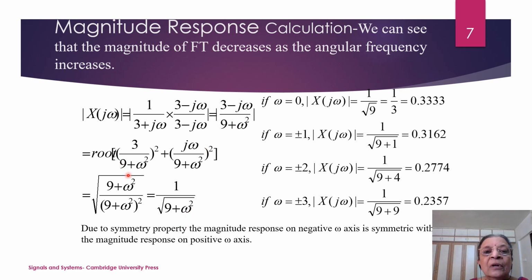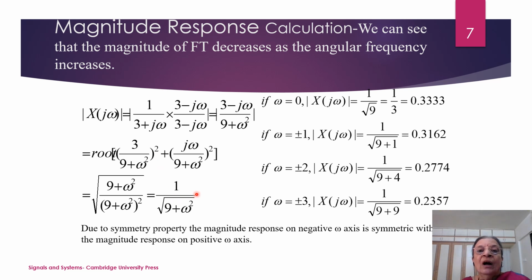If you expand this and simplify, I have taken 3 upon 9 plus omega square as the first term, and j omega upon 9 plus omega square as the second term. I take the magnitude, square it, and then take the under root. So this is actually the magnitude of x of j omega.